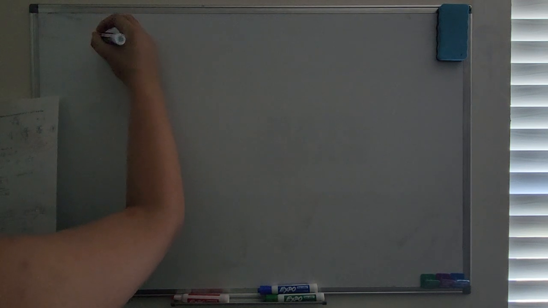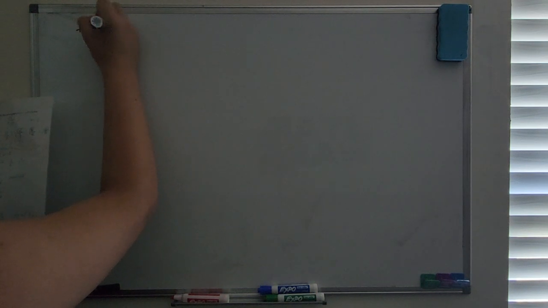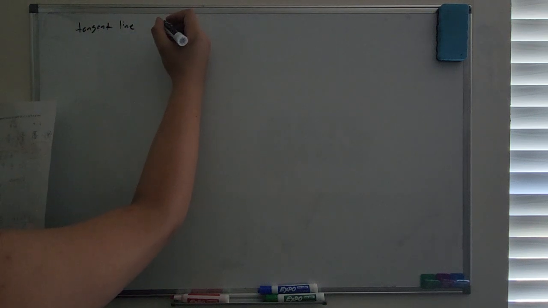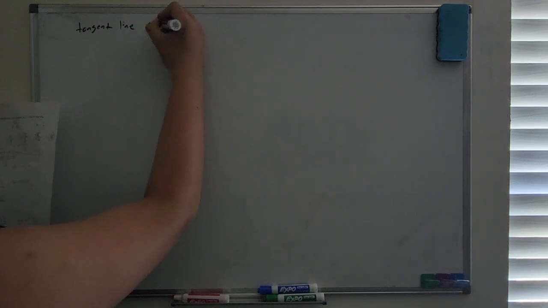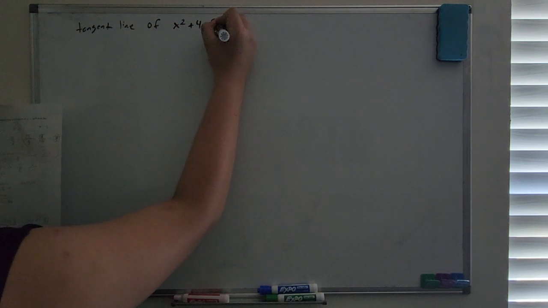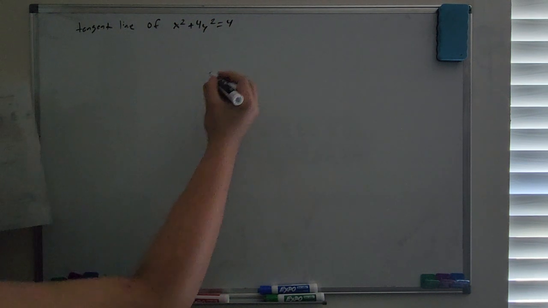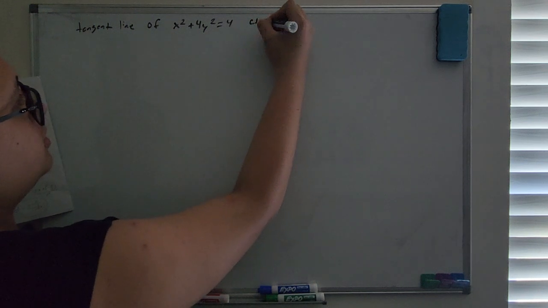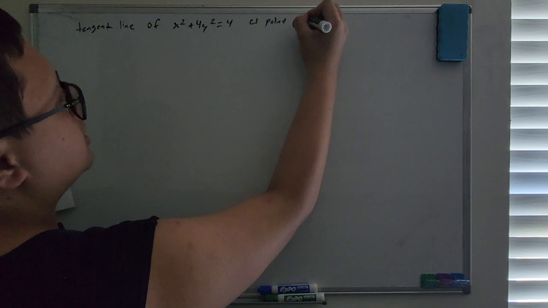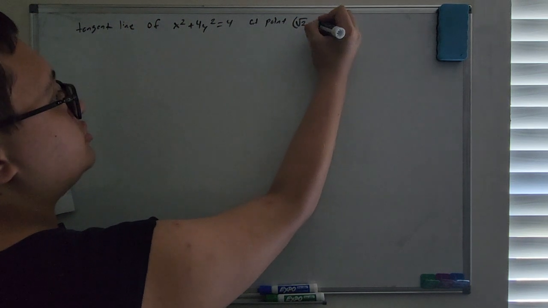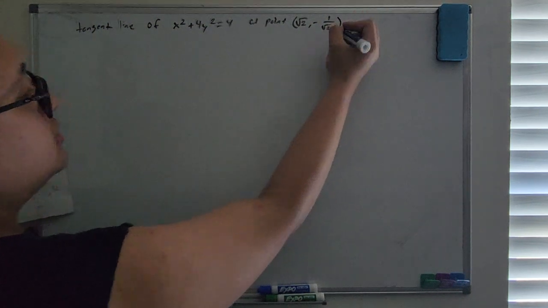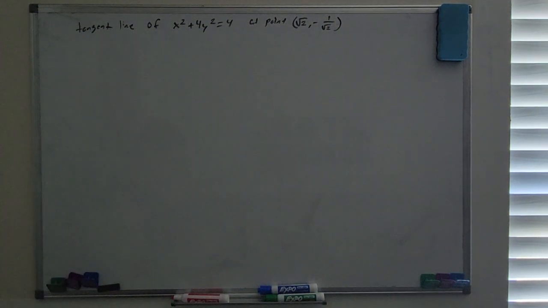We are given to find the tangent line to the graph of x squared plus 4y squared equals 4 at point square root of 2, negative 1 over square root of 2. Okay, let's try and break this down.